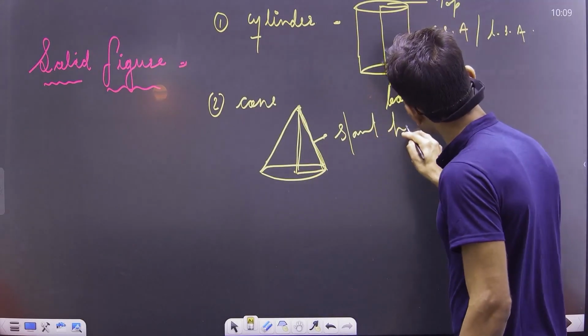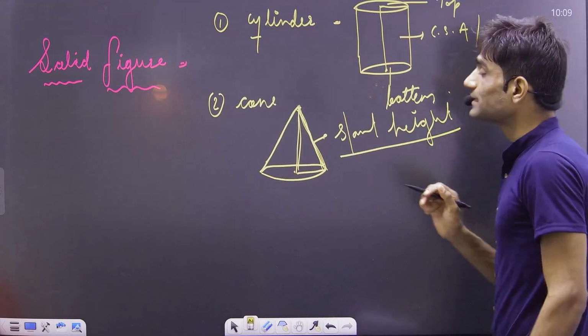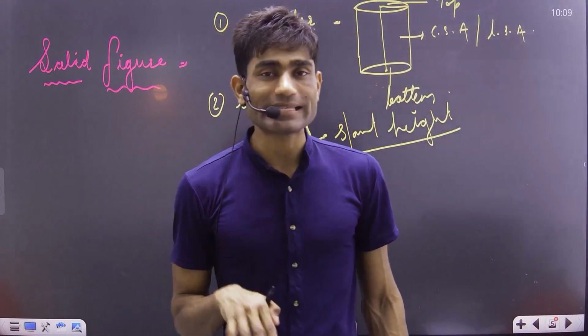What do we call it? Slant height. Okay. Slant height as an edge.